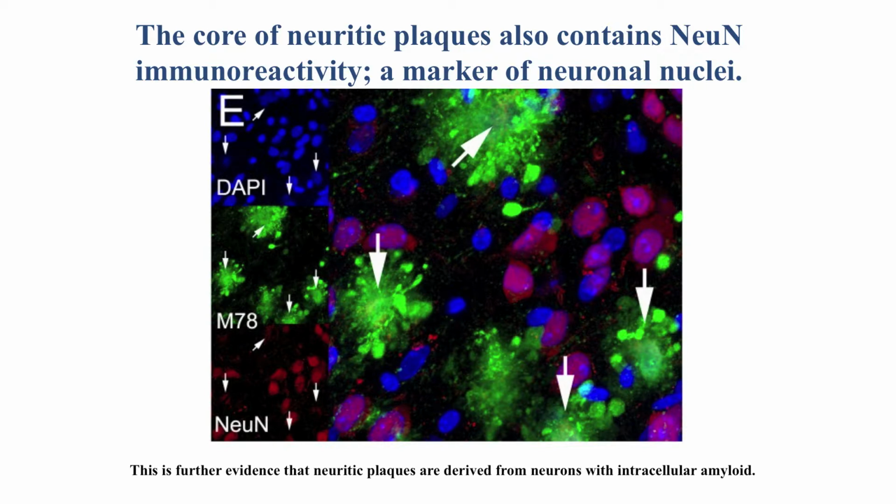You can see that each of these plaques, these neuritic plaques, has the nuclear marker NeuN in the center of them as well. So it has the DNA, the misfolded amyloid, and the NeuN nuclear marker in the center of these neuritic plaques, meaning that these are dying neurons that had originally accumulated this intracellular amyloid.